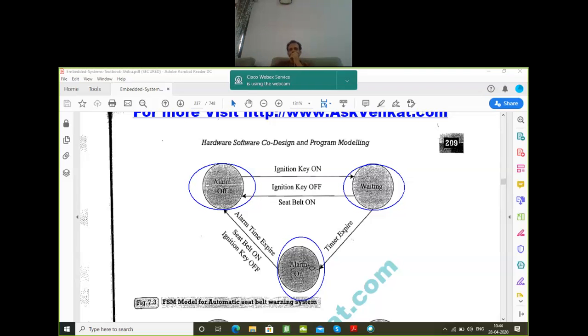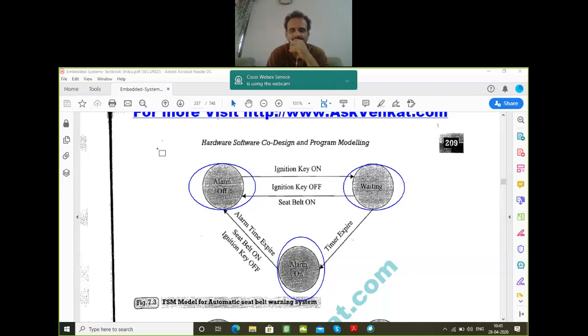Now, when the alarm is off, no problems. But when the alarm is on, if the alarm time finishes, that is 10 seconds, then the alarm will become off. If the passenger wears the seat belt, again the alarm will become off. If the car is turned off, again the alarm will become off. So it is in the form of a cyclic flow. Okay, it is in the form of a cyclic flow.